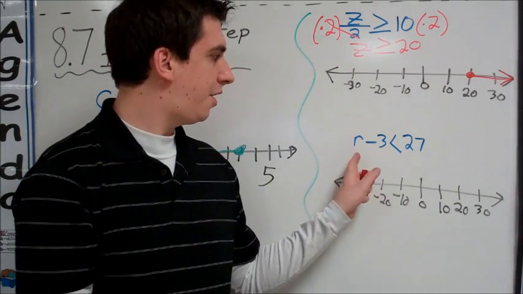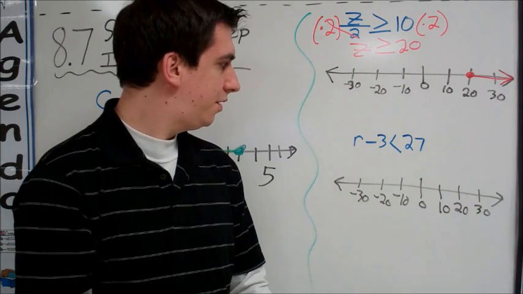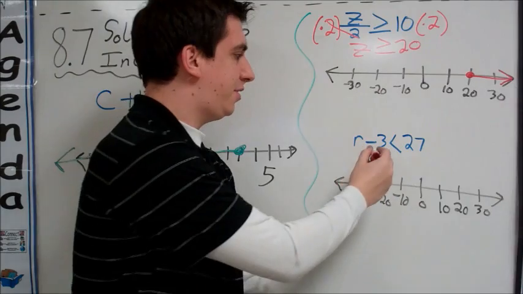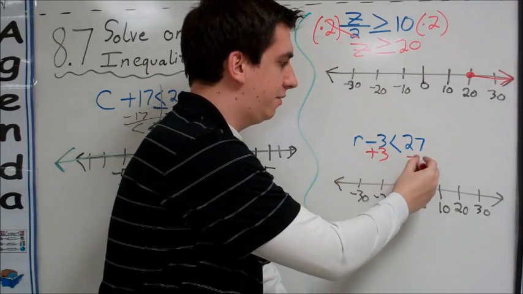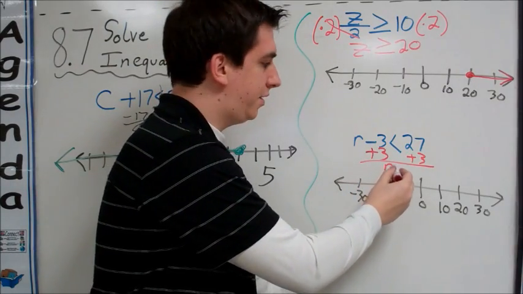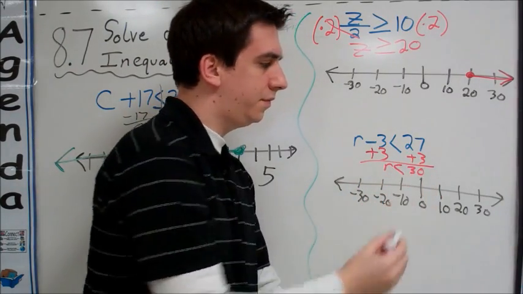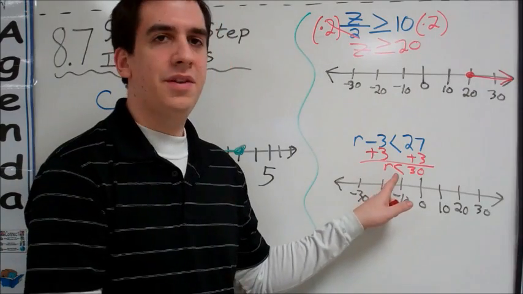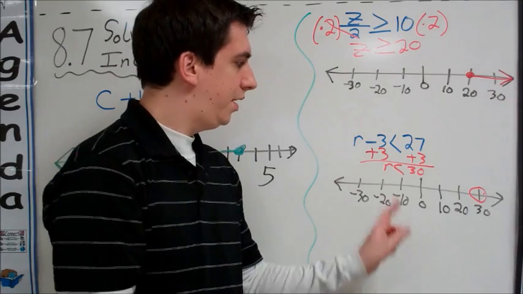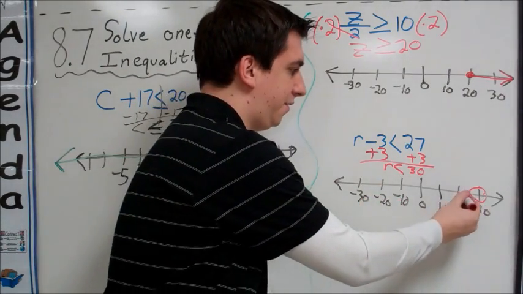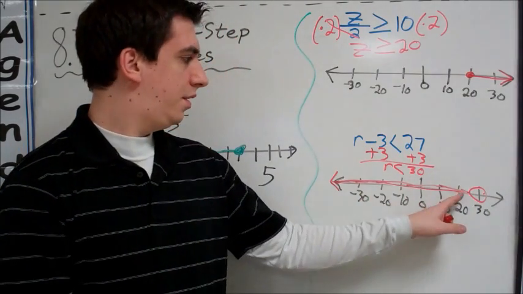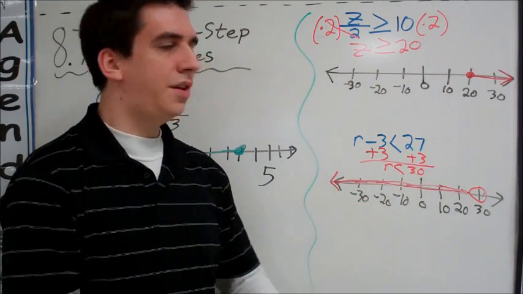Our last example here is r minus 3 is less than 27. To solve for r, let's do the inverse. Plus 3 to both sides. Then we'll have r is less than 30. Remember we have less than, we don't have less than or equal to, so let's find 30. Put an open dot on there. And less than, we need to go to the left. So make sure that you shade all the way to the left, and then always draw that arrow at the end.